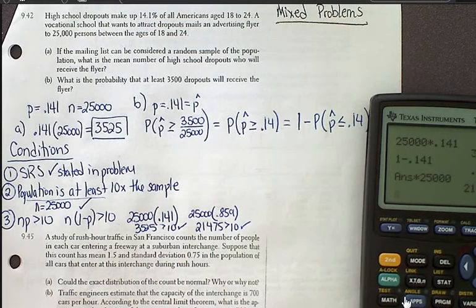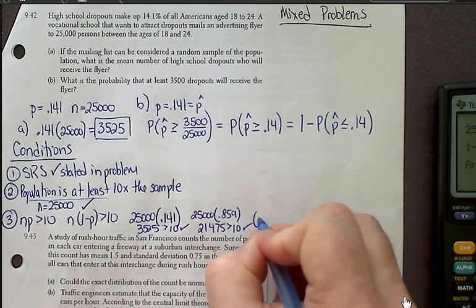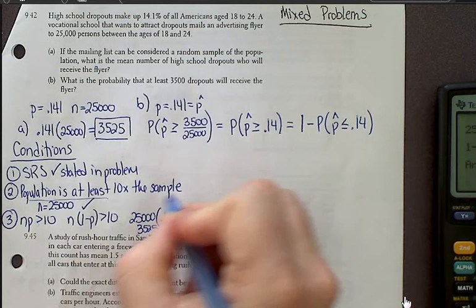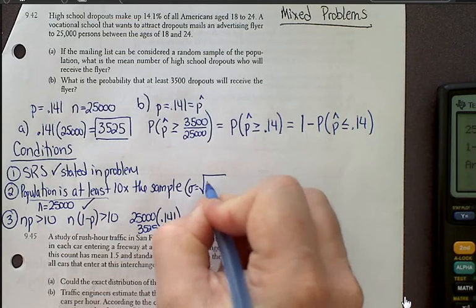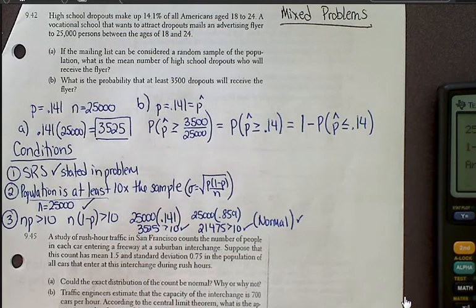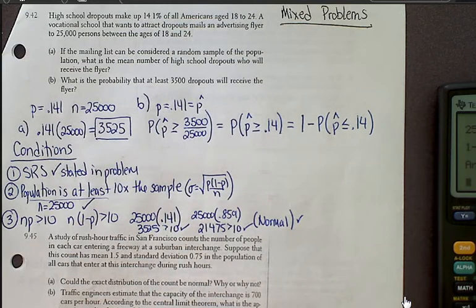And remember, this last condition allows me to talk about this distribution as being normal. And this one, population at least 10 times the sample, allows me to use the standard deviation formula, the square root of p times 1 minus p over n. So everything is in place to be able to now finish this problem. All right, so let's continue.